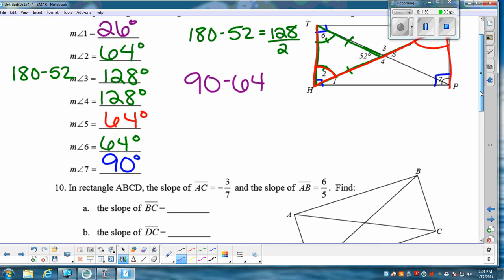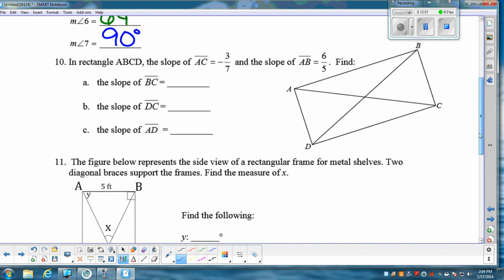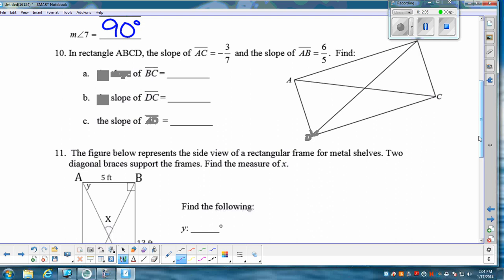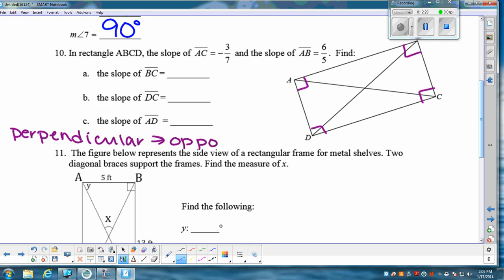Number 10, we're going to use the fact that our rectangles have 4 90-degree angles. Since these are all 90 degrees, we know our consecutive sides have to be perpendicular. Two lines that intersect at 90 degrees are perpendicular, and we know that perpendicular lines have opposite reciprocal slopes. So if AB has a slope of 6 over 5, then we know that AD would have a slope of the opposite reciprocal of that, which is negative 5 over 6.